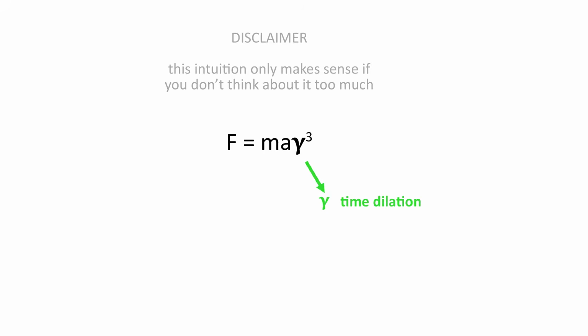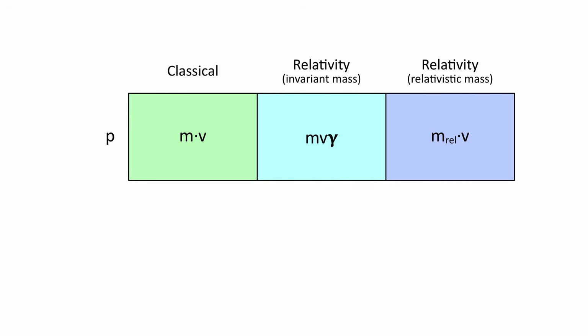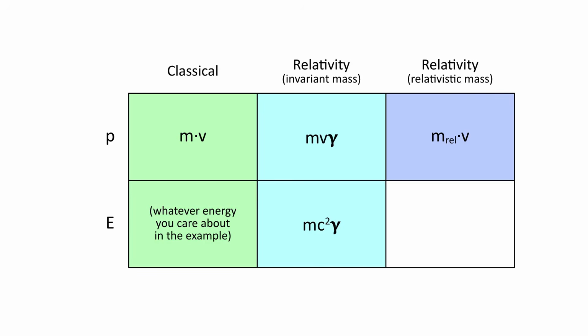It's one for time dilation, one for length contraction, and one for mass dilation. As for the total energy equation, the m absorbs the gamma, and you get E equals m_rel times c squared. This means mass and energy are exactly equivalent, differing only in the units, no matter what form the energy takes.